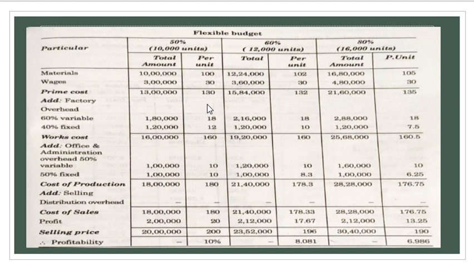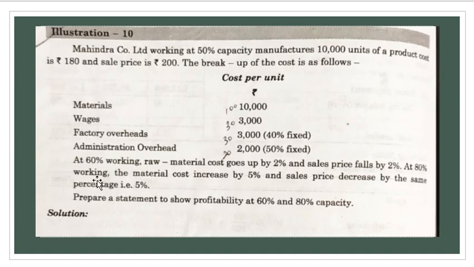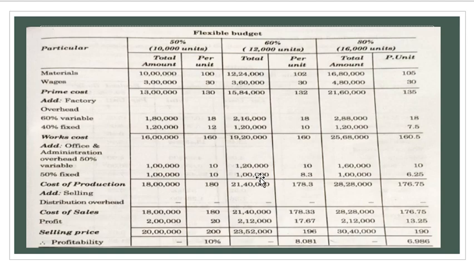Now for 60%, the normal material cost is 100. But what is stated in the question? In the question it is stated, if the goods are manufactured at the working of 60%, raw materials cost will go up by 2% and sales price will fall by 2%. So the same thing is applicable here. Initially, how much was the cost per unit? Which is 100. So it is increased by 2%. So 100 into 2% will give you 2. So 100 plus 2, which will give you 102.